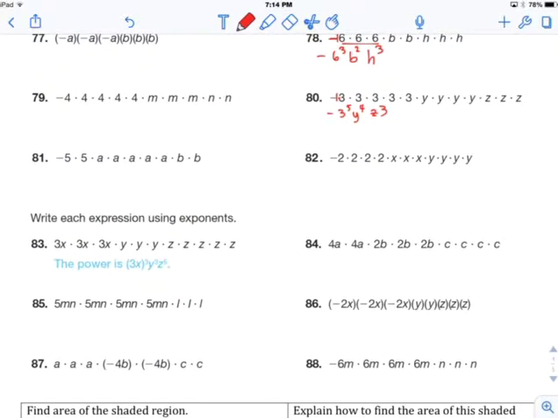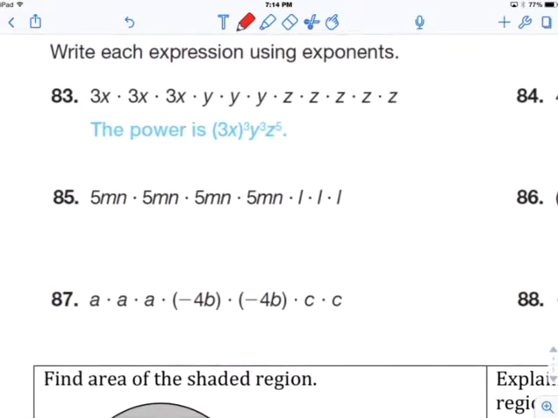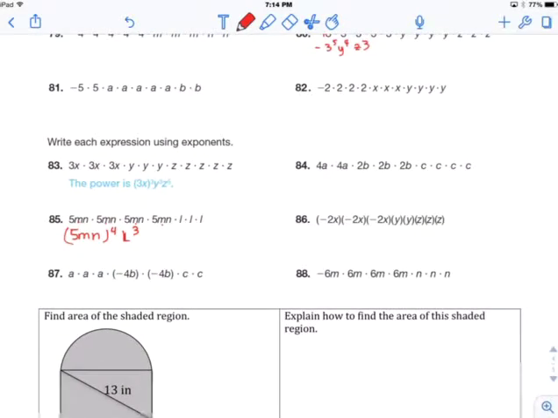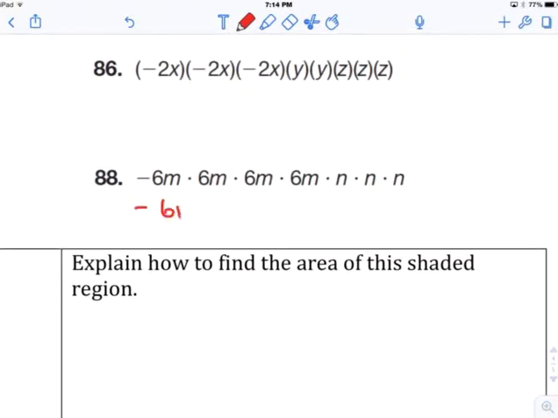It's basically what it is. So this is 5mn to the 1, 2, 3, 4th power, and 1 times L. Looks like L to the 3rd power. Okay, something like that. Okay, this one here is negative 6m. That's a 1, so that 1 becomes invisible. To the 1, 2, 3, 4th power.